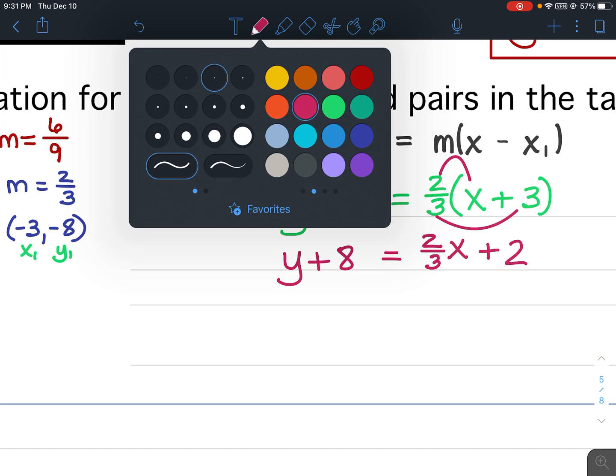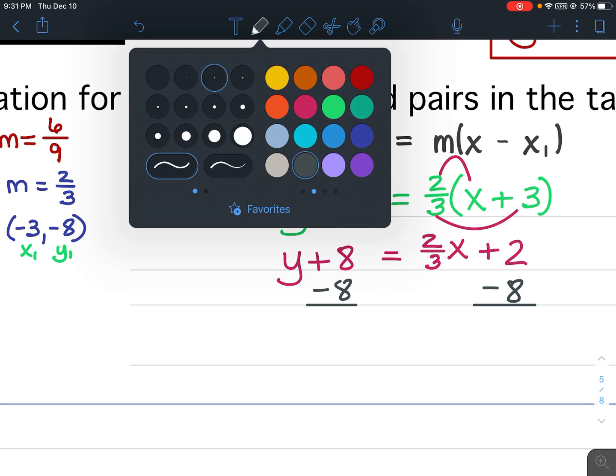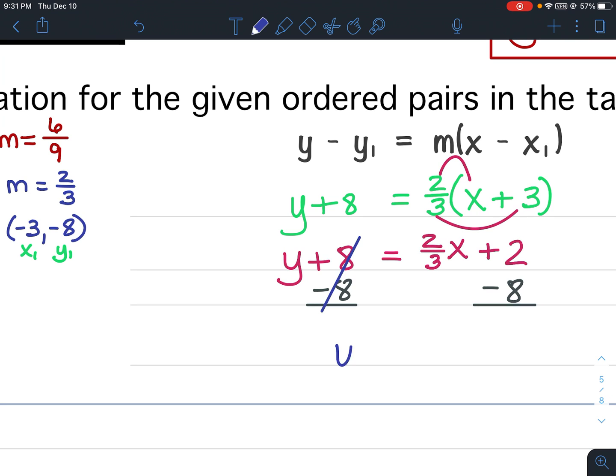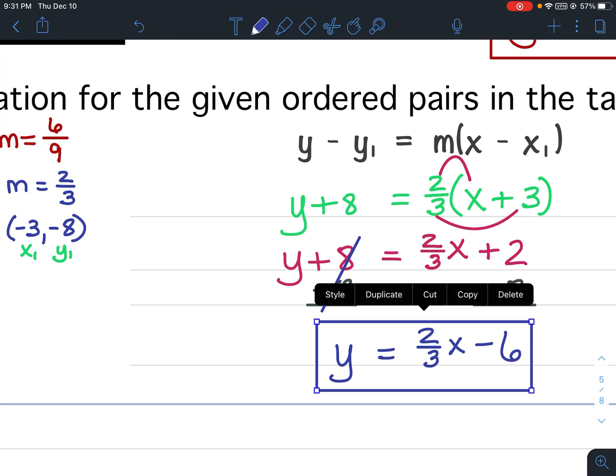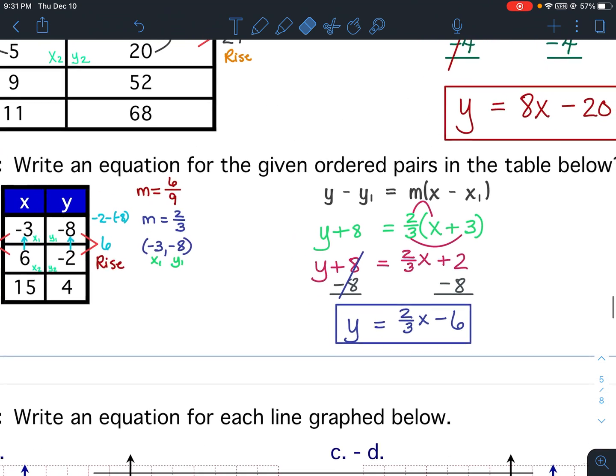Once you've done the distributive property, you want to isolate that variable y. To get y by itself, I have to get rid of the +8 by subtracting 8 from both sides. This would cancel. Y equals 2/3 x. 2 minus 8 would be -6. And that is it for question number 10.